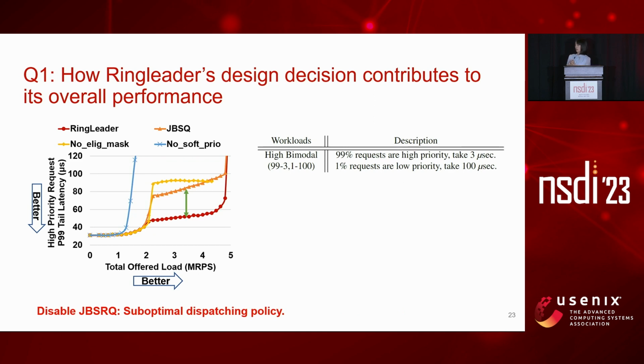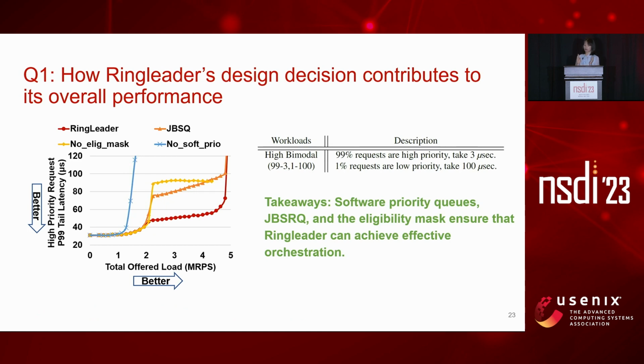Next, we disable JBSRQ and use JBSQ instead. As we can see from the result, the high priority request tail latency is much worse than default Ringleader. Then we disable the eligibility mask between hardware components, and the latency is also much worse than default Ringleader because the hardware suffers from blocking issues. In conclusion, the software priority queue, JBSRQ, and eligibility mask ensure that Ringleader can achieve effective orchestration.